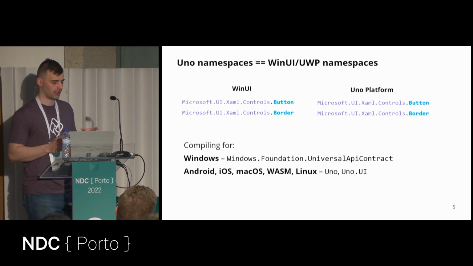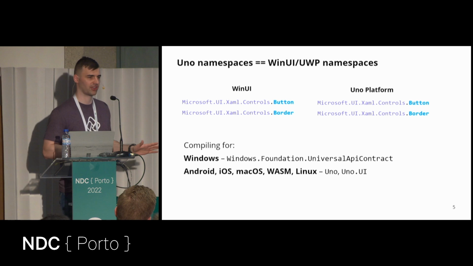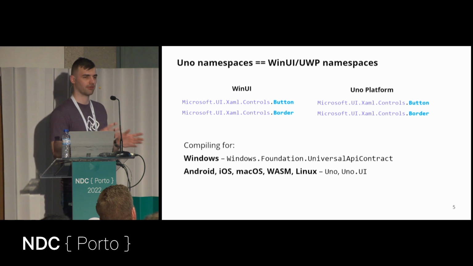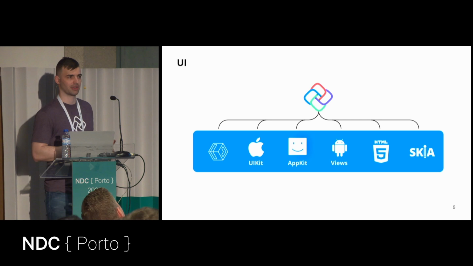Platform for Android, iOS, macOS, WebAssembly, and Linux, it will just work without any code changes because the surface of the API is exactly the same. And in an ideal situation, your application will just work without any code changes. As for the UI, the UI layer is rendered using native rendering capabilities of each of the platforms.